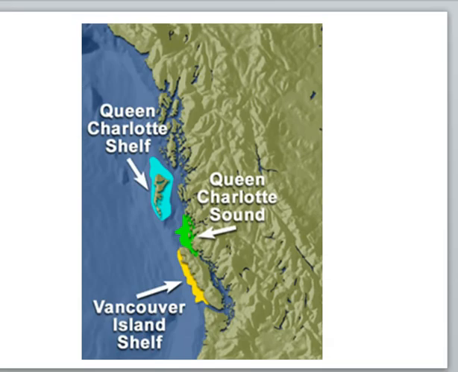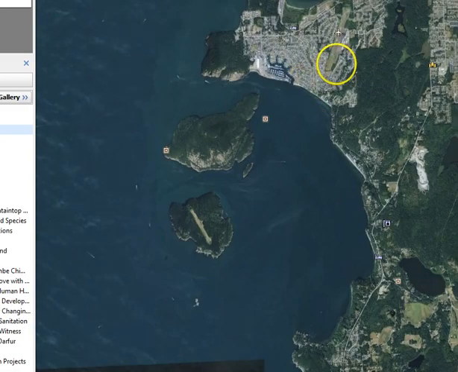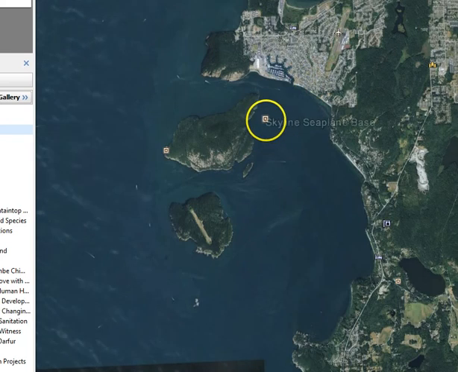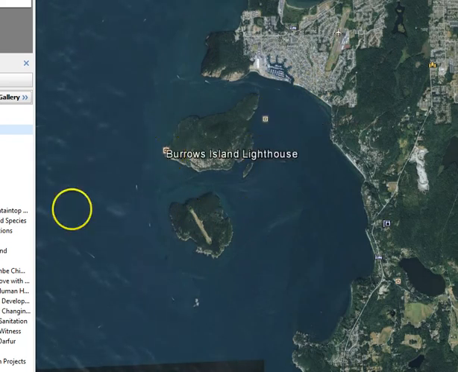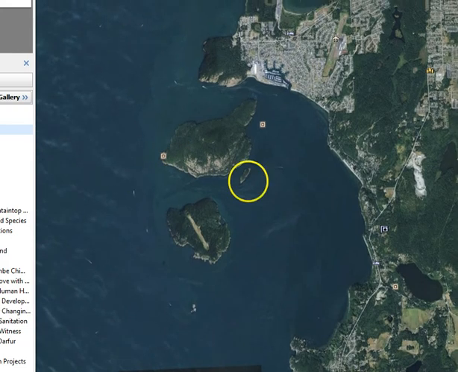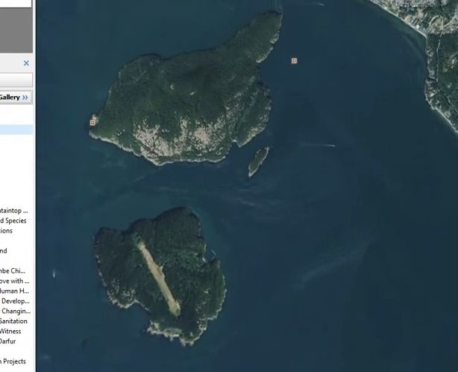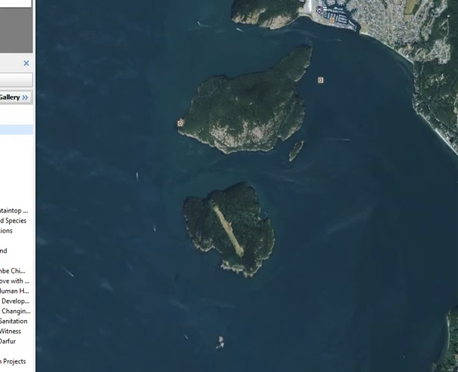The third type of island are continental islands, and these form as a result of the continental boundary just being inundated with water. So a great place to see that is up in the Seattle area. So here are a couple of little islands, and depending on sea level, these may or may not be islands.